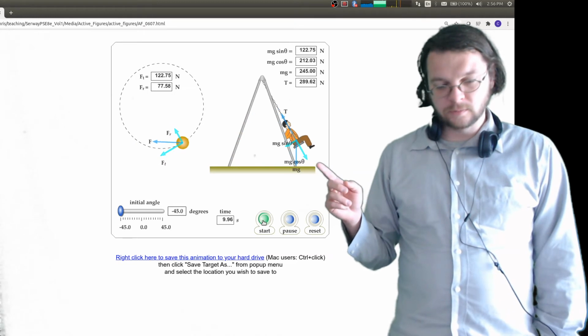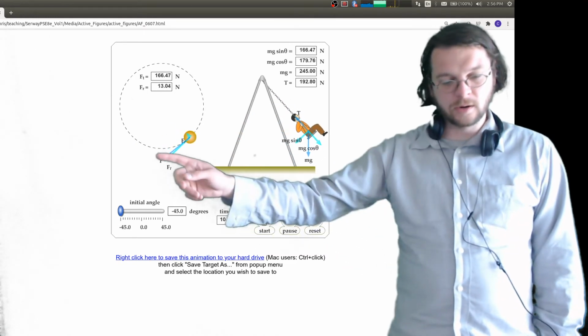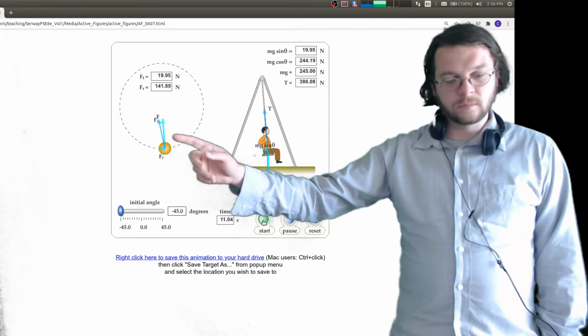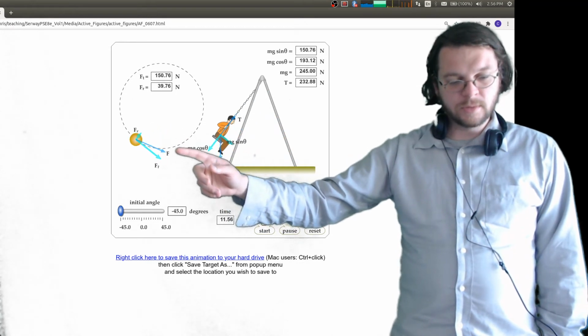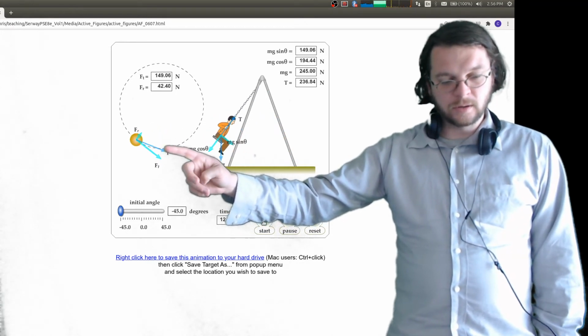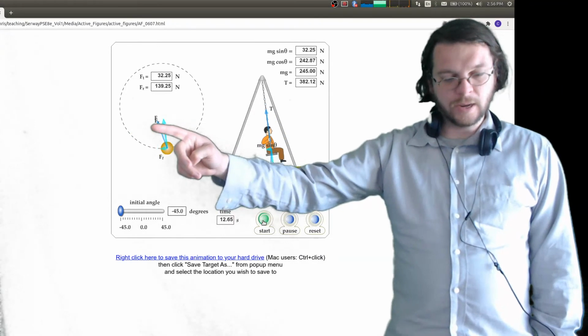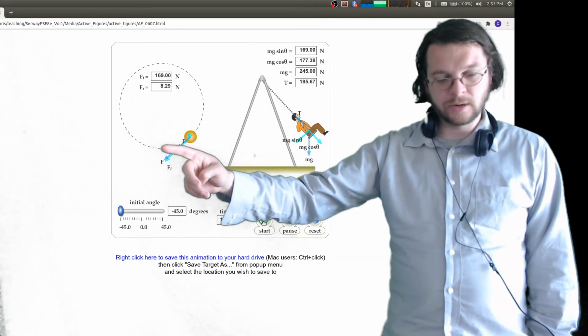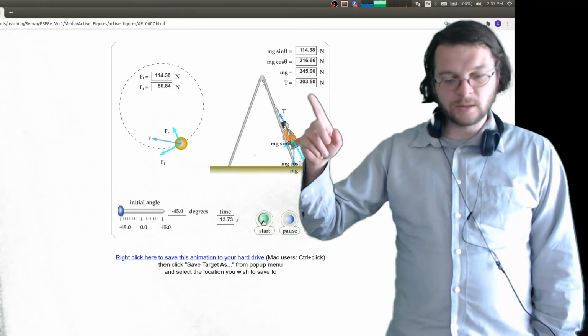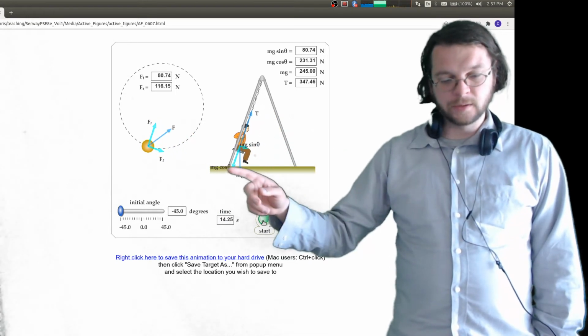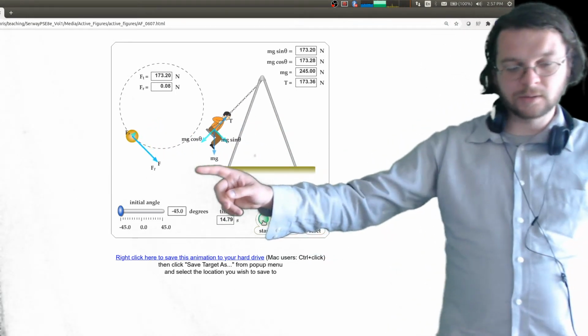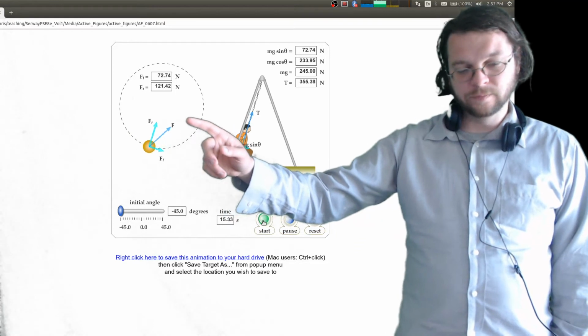So it's a nice little animation. Now over here, this arrow in the middle, I would love it if they could write F net on this arrow, because this is really the net force, because they're taking the tension force minus the weight, and the result of that is really this capital F thing.